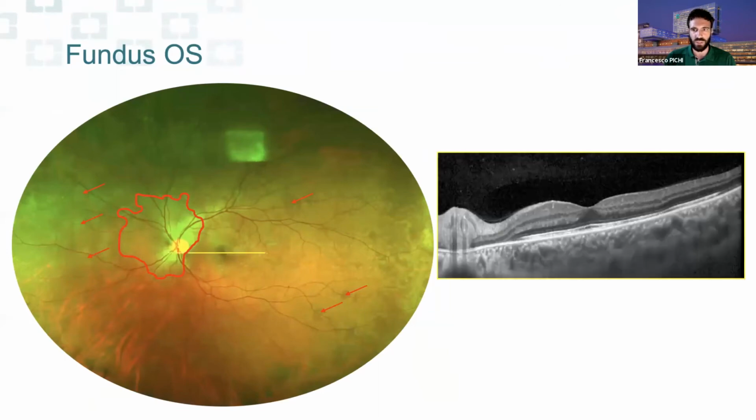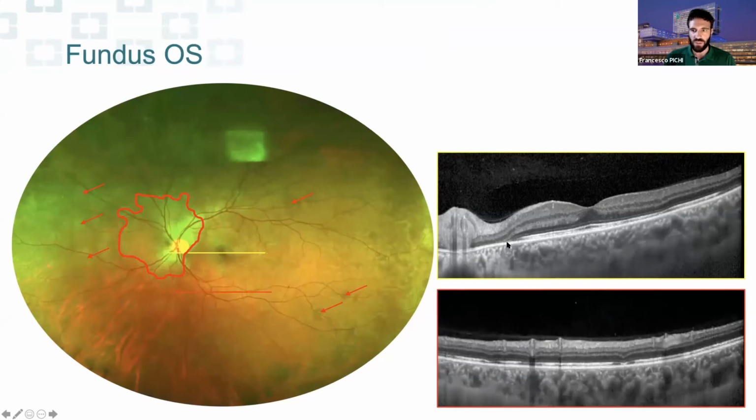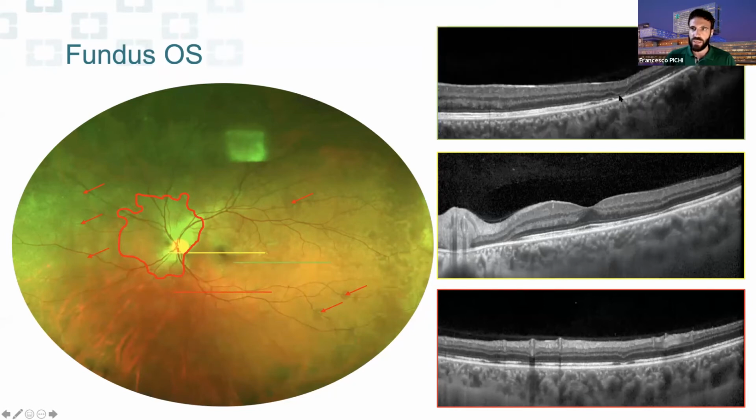Now, let's look at the OCT over these areas. You see that there are areas where the ellipsoid zone is missing, not only at the level of the fovea, but also in the mid-periphery. And in some areas as well, the loss of the ellipsoid zone is so dramatic that the outer nuclear layer is falling down as well.